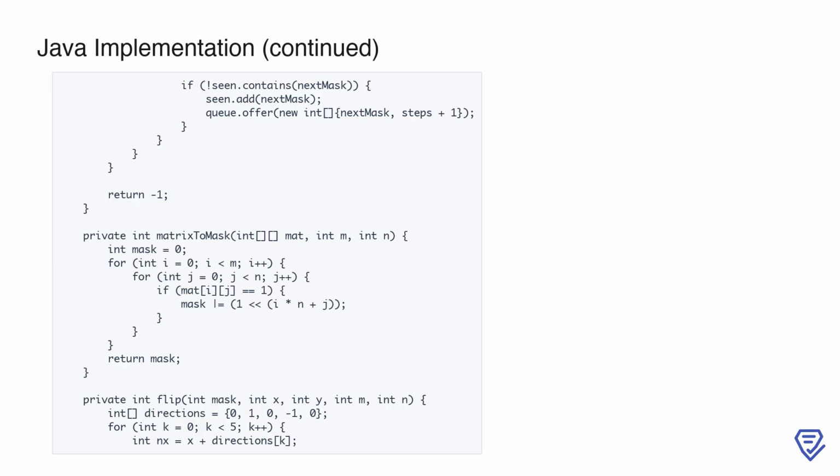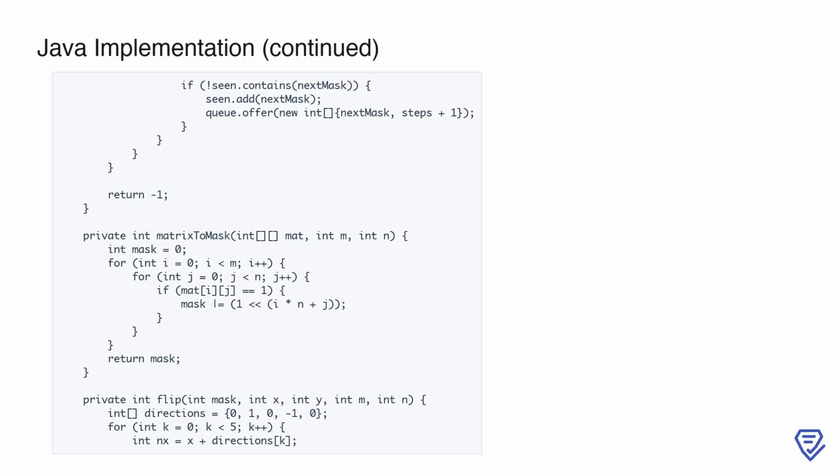This utility method generates the integer bit mask that represents the input matrix. It initializes a mask to 0 and iterates through each cell of the matrix. If a cell contains a 1, the corresponding bit in the mask is set using a bitwise OR operation. The position of the bit is determined by the row and column indices of the cell. This bit mask is what we use to represent the matrix's state during our BFS traversal.